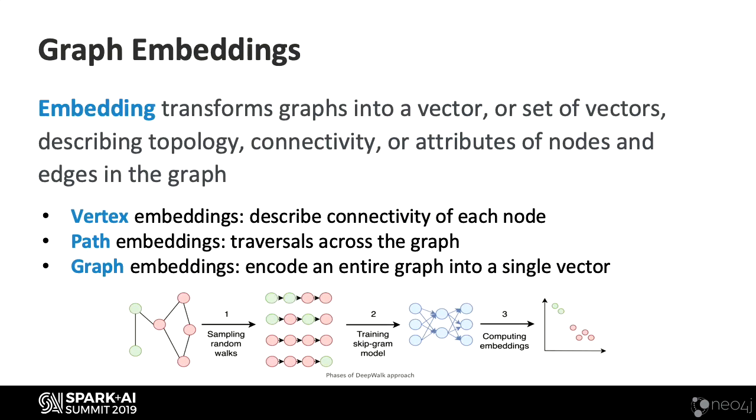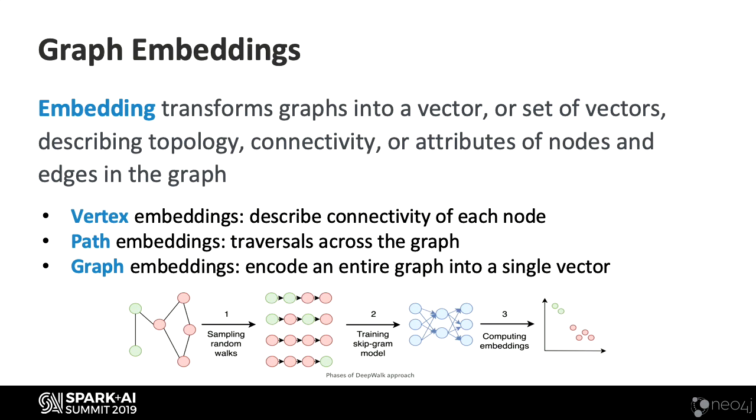I spent a lot of time talking about them. Everyone wants them. Embeddings are just a way of transforming your graphs into a vector or set of vectors that can describe some aspect of the topology or connectivity or attributes of something in your graph in a machine-readable way. So you can have a vertex or a node embedding. If anyone here has ever heard of DeepWalk, that's what this is a picture of. I want to create a vector of numbers that represent the connectivity of every node in my graph.